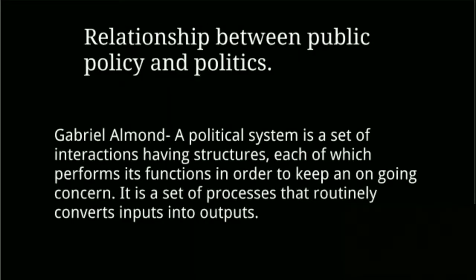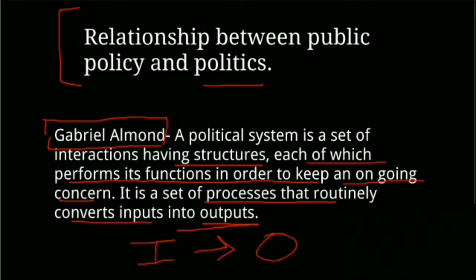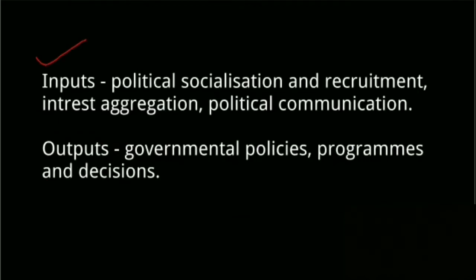First, let us understand the relationship between politics and public policy. The policy making process is a part of politics and political action. According to Gabriel Almond, a political system is a set of interactions having structures, each of which performs its functions in order to keep it an ongoing concern. It is a set of processes that routinely converts inputs into outputs, and it classifies inputs of the political system into generic functional categories like political socialization and recruitment, interest aggregation, interest articulation, and political communication.